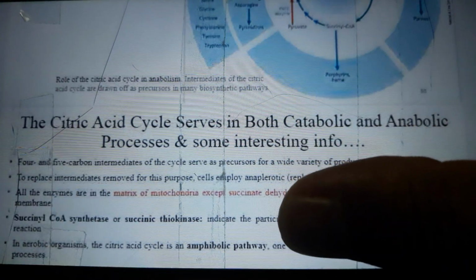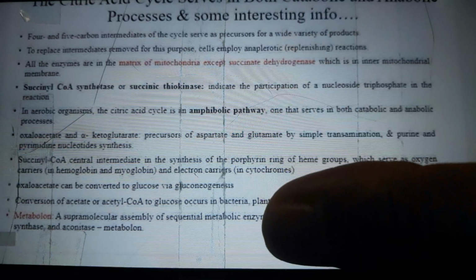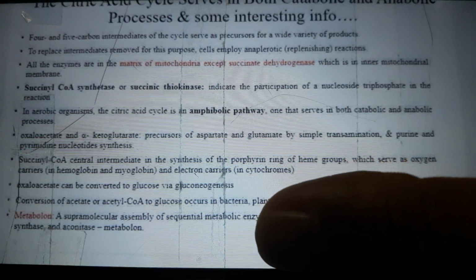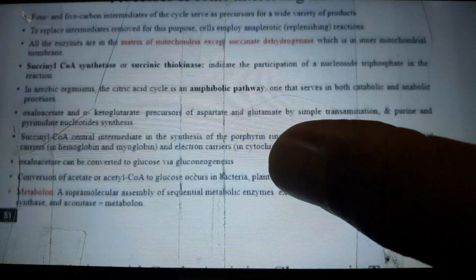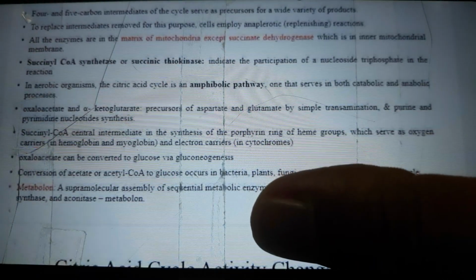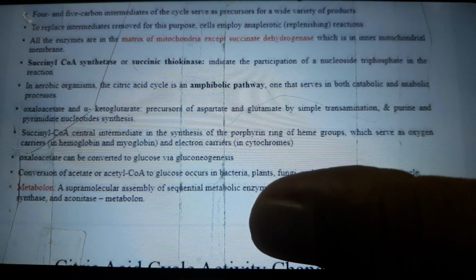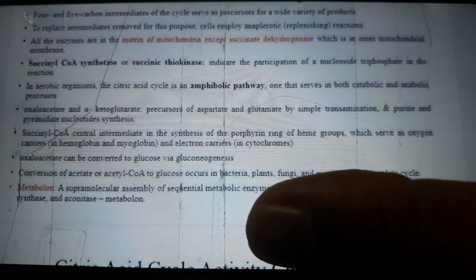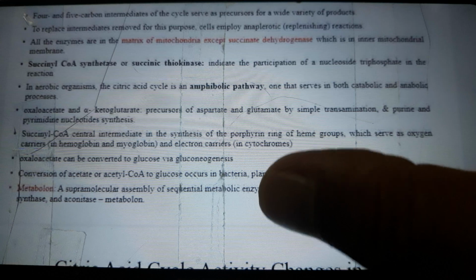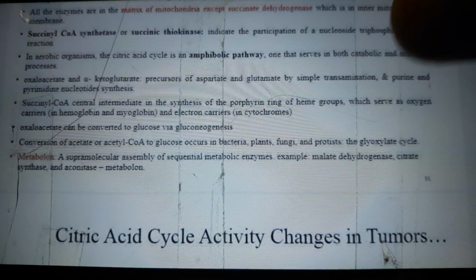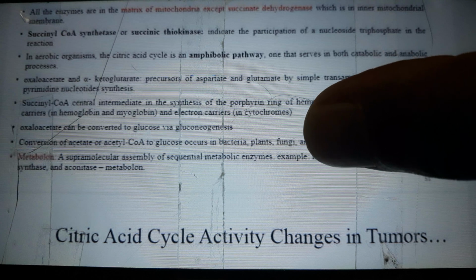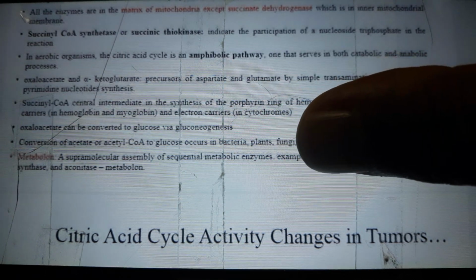The citric acid cycle serves in both catabolic and anabolic processes, and here is some interesting info. The 4- and 5-carbon intermediates of the cycle serve as precursors for a wide variety of products. To replace intermediates removed for this purpose, cells employ anaplerotic, replenishing reactions. All the enzymes are in the matrix of the mitochondria except succinate dehydrogenase. Succinyl-CoA synthetase, or succinyl thiokinase, indicates the participation of a nucleoside triphosphate in the reaction.